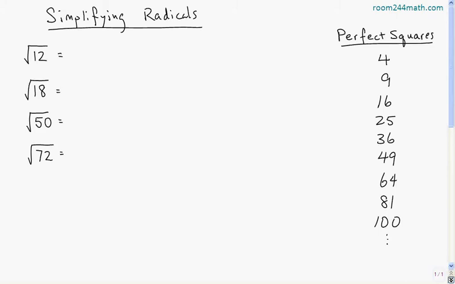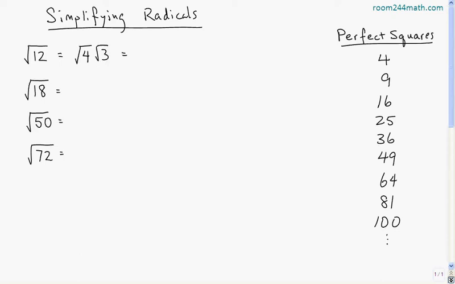So with root 12, what you're looking for is a perfect square factor of the radicand 12. I've got a list of perfect squares on the right-hand side just to help you out. So you're looking for factors of 4 or 9 or 16, etc. in the radicand 12. Obviously 4 is the only factor on that list in root 12, which means we can write root 12 as root 4 times root 3.